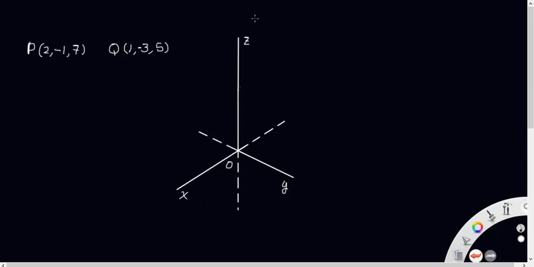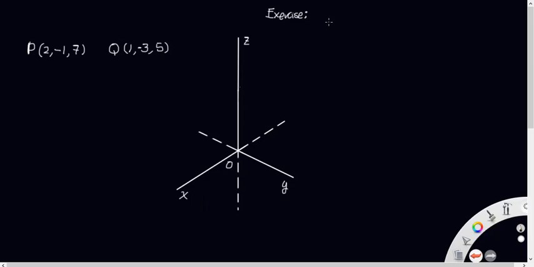Okay, hi there. Let's do our first example, and this is a class exercise. This is going to be your base to do further exercises.